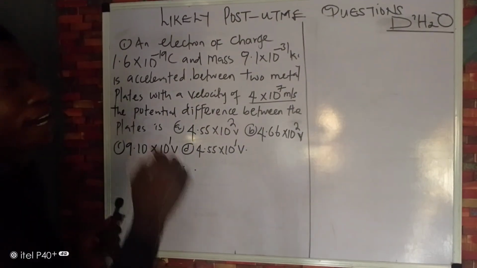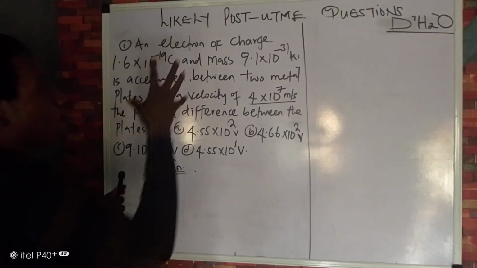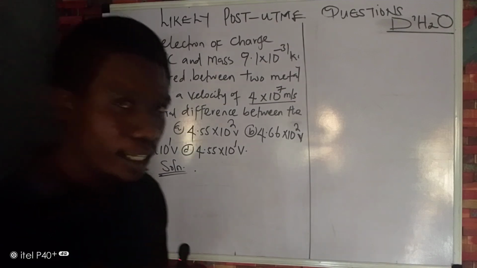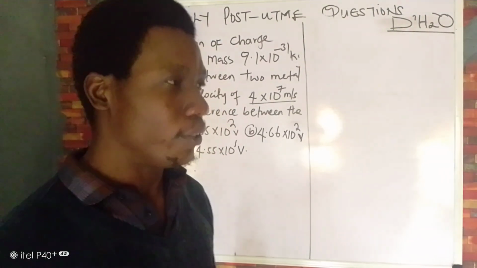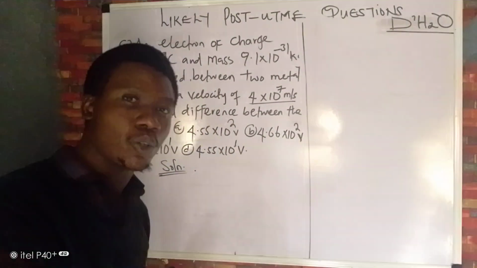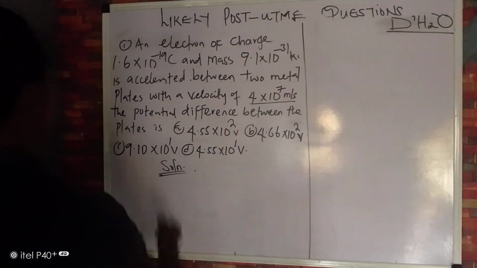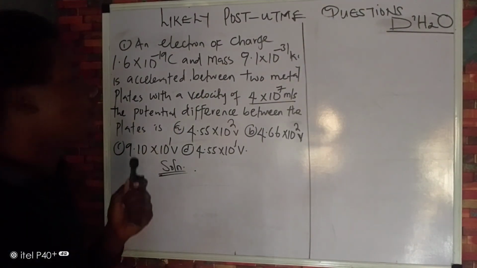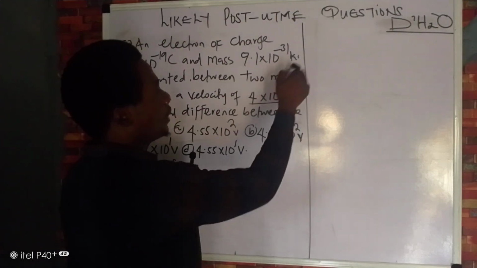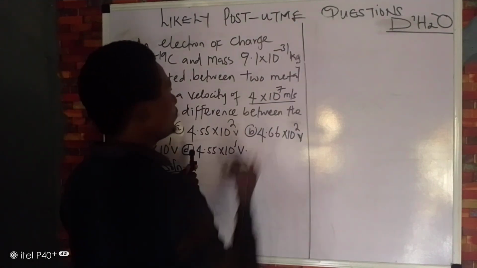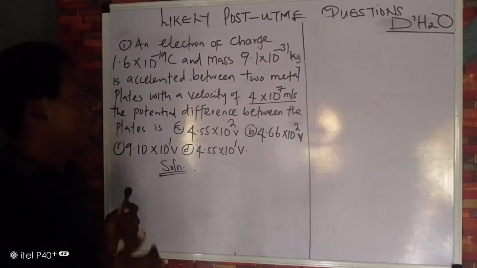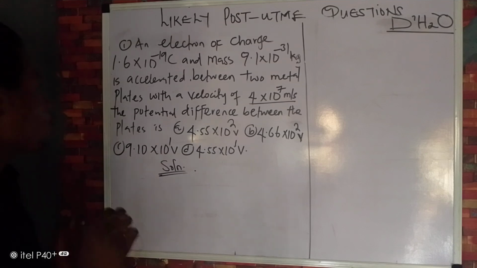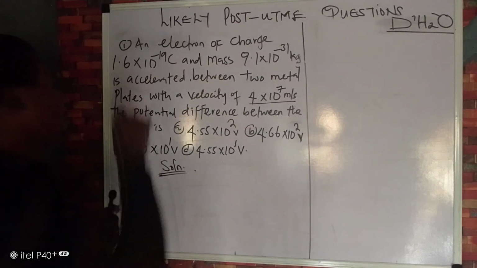Channel, if you come across this type of question in your post-UME exam, this is how you are going to solve it. Let us read the question first. The question says an electron of charge, this is the charge of the electron, and mass, this is the mass of the electron, is accelerated between two metal plates with the velocity, this is the velocity of the electron.